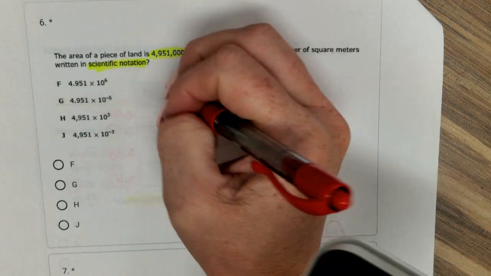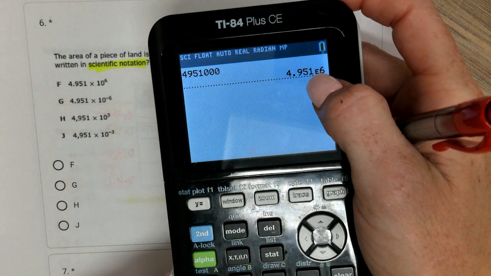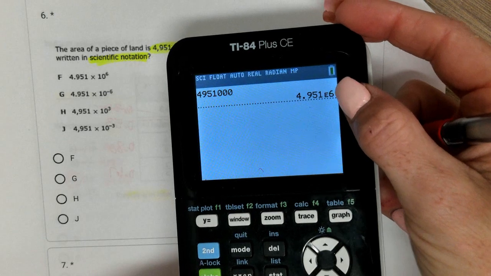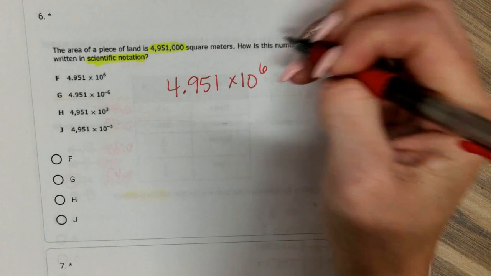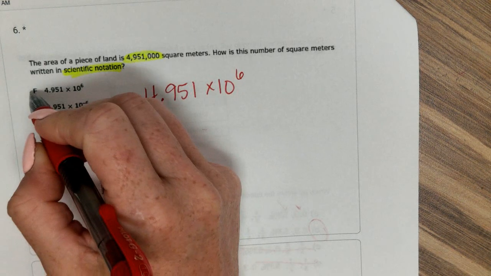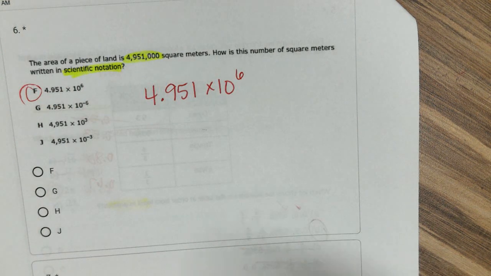I'm going to write that down. 4.951. What would I write instead of the E? Times 10 with an exponent of positive 6. Be careful, because this one has a negative exponent. So the answer was F.